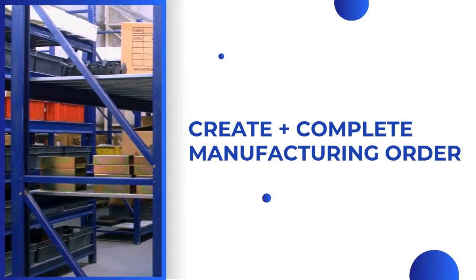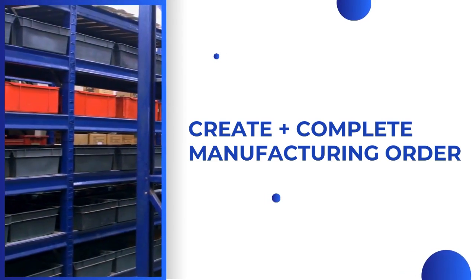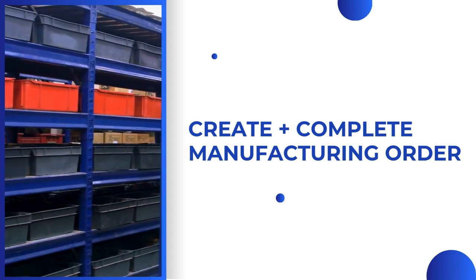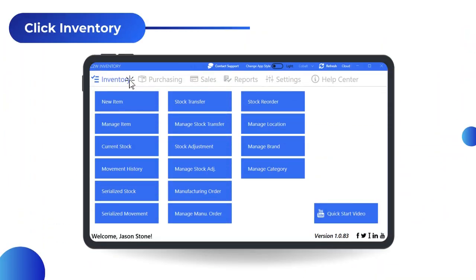Create plus complete manufacturing order. Create and immediately complete the manufacturing order as we already enabled the Auto-Complete MO setting. This action instantly updates the inventory, increasing the stock of the finished product and decreasing the stock of components.